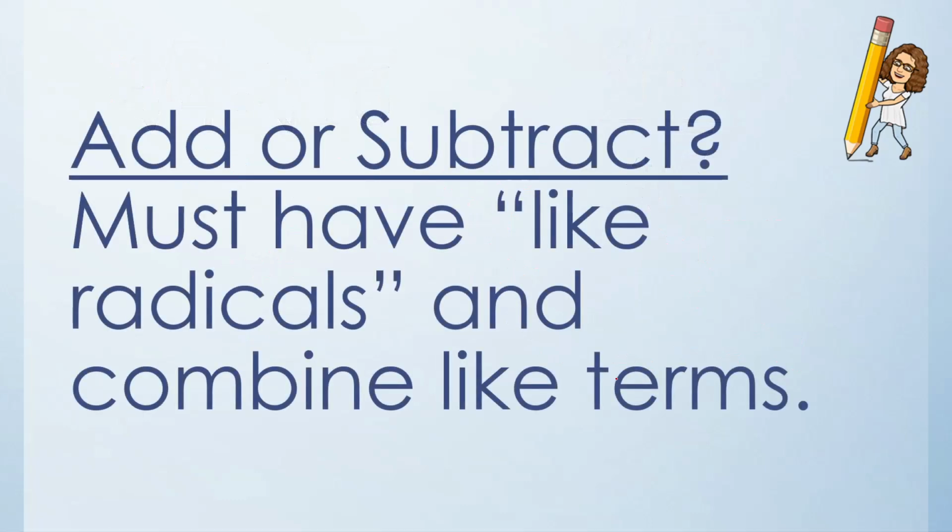If I need to add or subtract, I have to have like radicals. So that means I have to have same index, and I also have to have the same radicand, number under the radical. So make a little note maybe, same index and same inside number. Then I'm just going to combine like terms, aka add the coefficients in the front.